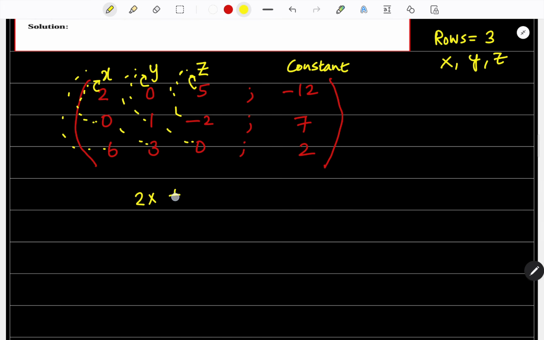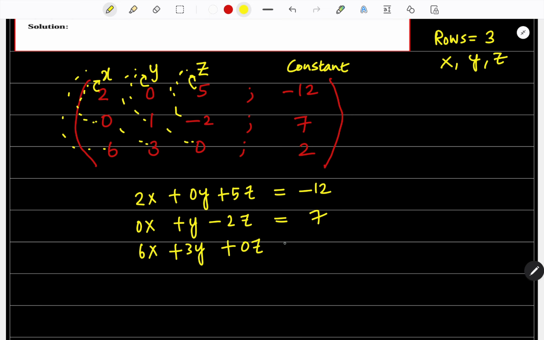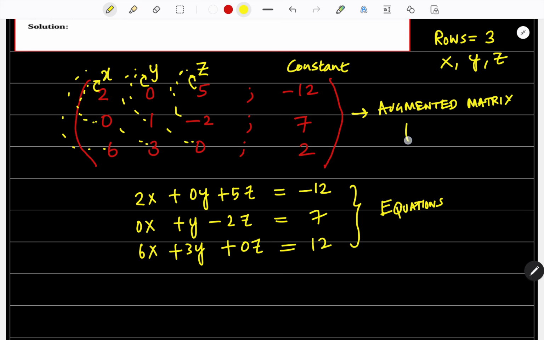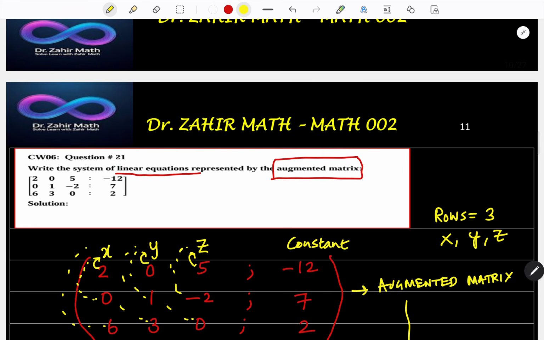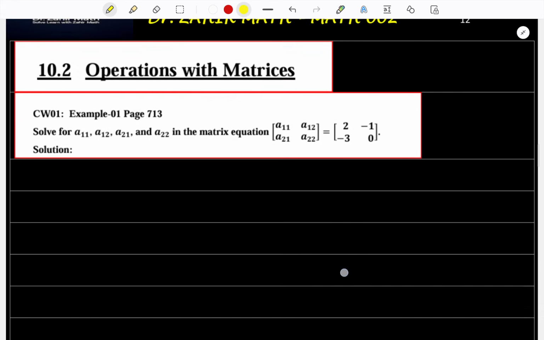Okay. So 2x plus 0y. Teacher, do I need to write 0y? What's wrong with that? Nothing wrong. So you can write plus 5z is equal to the constant minus 12. 0x plus 1y minus 2z is equal to 7. And 6x plus 3y plus 0z is equal to 12. So this is called what? System of equations. And this is called augmented matrix. What did we do now? We wrote the augmented matrix as linear equations, or simply equations, or a system of linear equations, whatever it is. It is finished. Very clear, right?